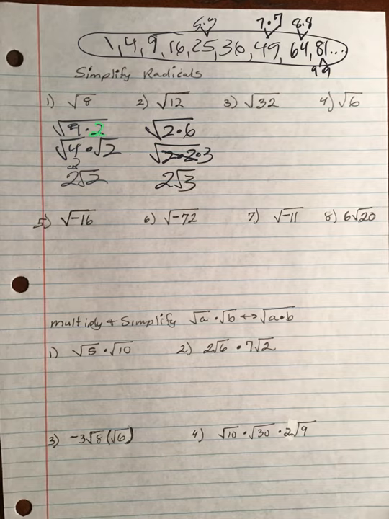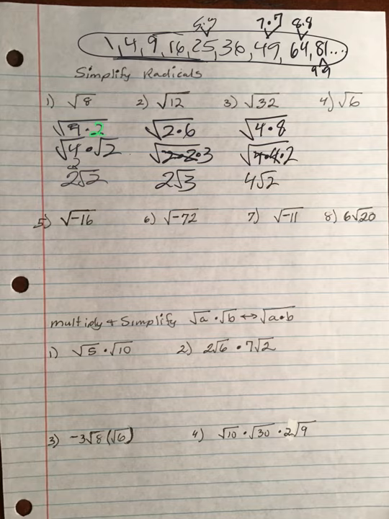I try to break mine up into factors that have one of these prime numbers or one of these perfect square numbers in it. So 32, what times what is 32? Well, 4 times 8 is 32. And then I'm going to leave that 4, and I'm not going to break it up because I already know over here is 4 times 2. And there's a pair of 4, so it's 4 square root 2. A lot of different ways to do these problems.